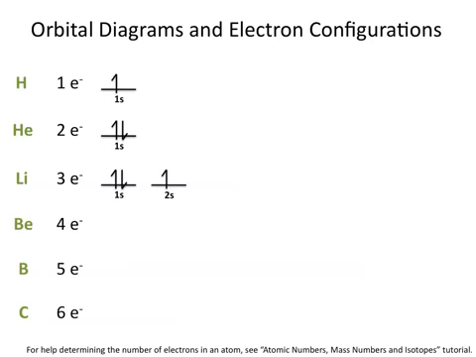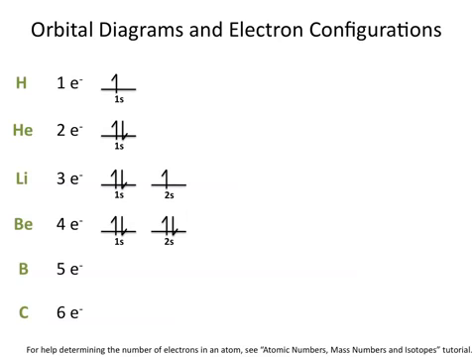Now let's draw the electron configuration for beryllium. Again, we start with the 1s subshell, putting in electrons with opposite spins, and continue to the 2s subshell. First placing our third electron, and just like we did with the 1s subshell, placing our fourth electron in the 2s orbital with an opposite spin.